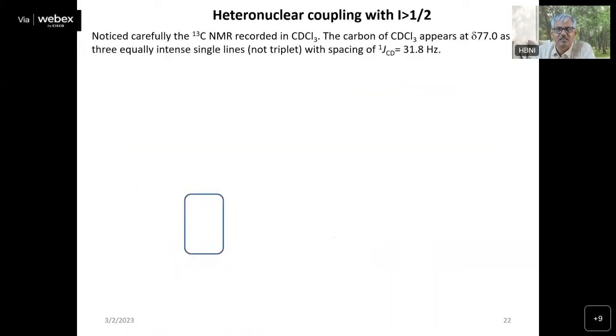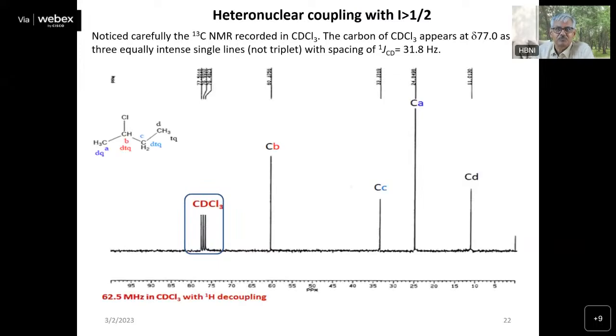So let us now look at heteronuclear coupling, where the I value is greater than half. Notice the CDCl3: there you are getting 3 equally intense lines. So where is it coming from? If you see, the coupling constant between them, JCD, is 31.8 Hertz, that you can find out. So let us see where that pattern comes from.